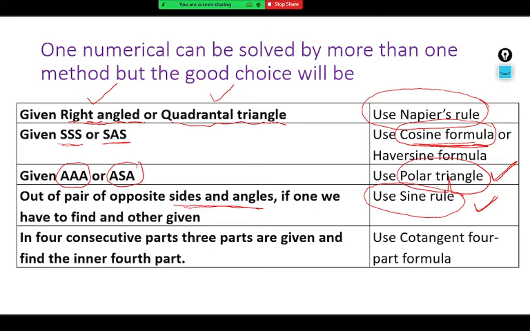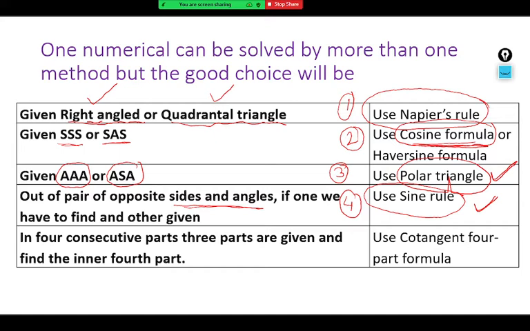And lastly, in four consecutive parts, if one of the inner parts is missing, we use a cotangent formula. But I will tell you right now how many cases I have given: 1, 2, 3, 4, 5. Five different cases are there. Out of that, all the examples you can solve by the Napier rule, that is 1. Next, cosine rule, second. Third, polar triangle, and fourth, sine rule. So only these 4 cases are the most important cases for you, because all the examples you can solve with the help of these 4 formulas only.